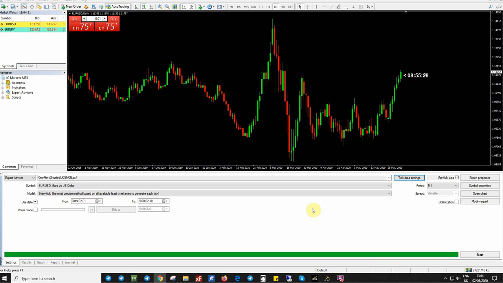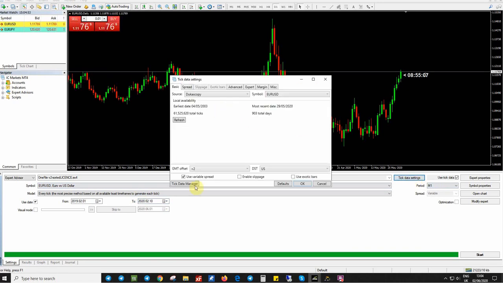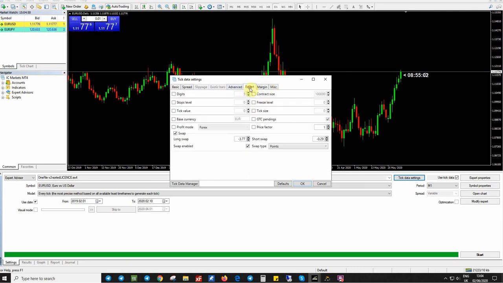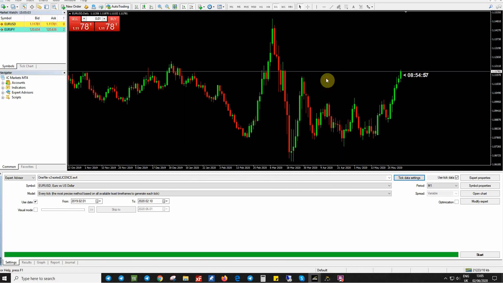And so what we can do is we will jump in to the test right now. I've set the date for February last year, and we're going to run it for 12 months up to February 2020. The tick data settings I've set up, use variable spread, etc. You just basically use the default settings, which is fine. We're using 1 minute.